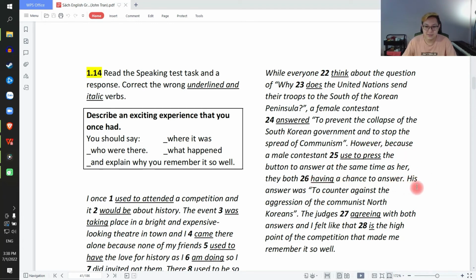Had a chance to answer. His answer was to counter against the aggression of the communist North Koreans. Okay. The judges 27 agreed with both answers. Of course they agreed. And I felt like that was the high point of the competition that made me remember so well. So all simple completed action.